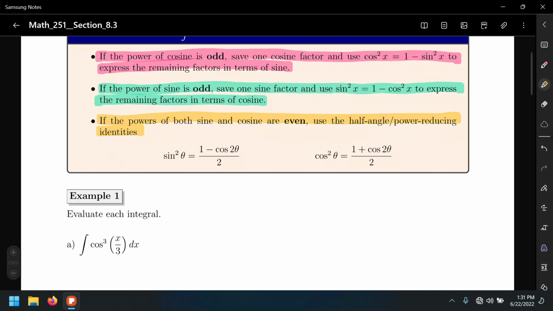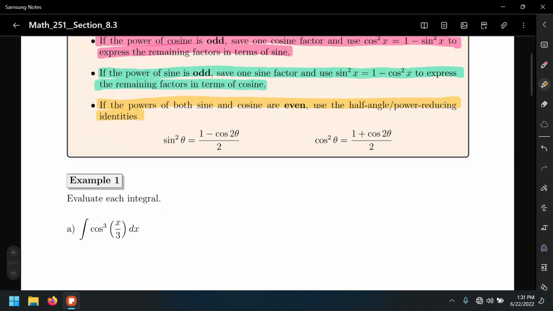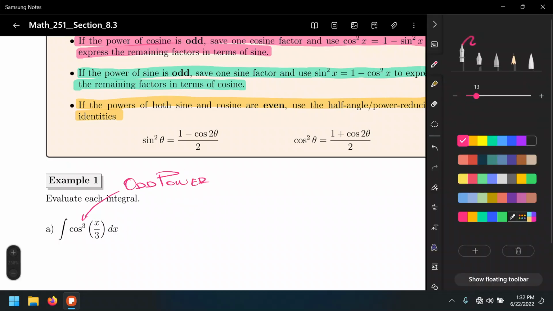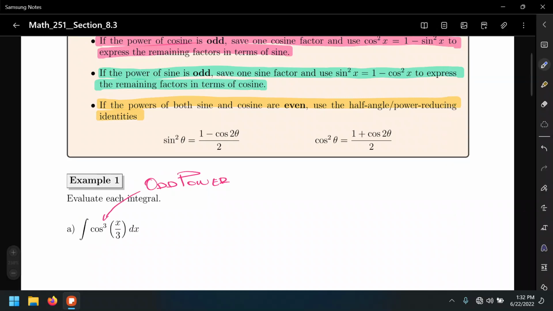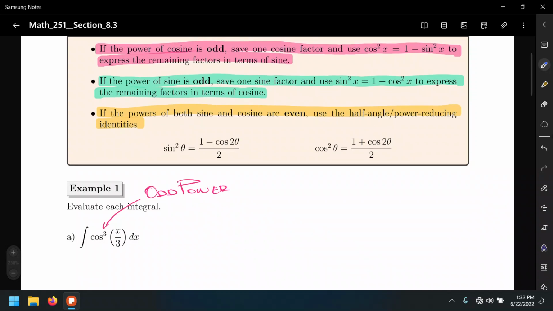And what do we have? The integral of cosine cubed of x over 3. Number 1, let's identify the parity of the power of the trigonometric function. In this case, we have a cosine with an odd power. So that takes us to the first part of the guidelines. We need to save one power of cosine and then use the trigonometric identity.